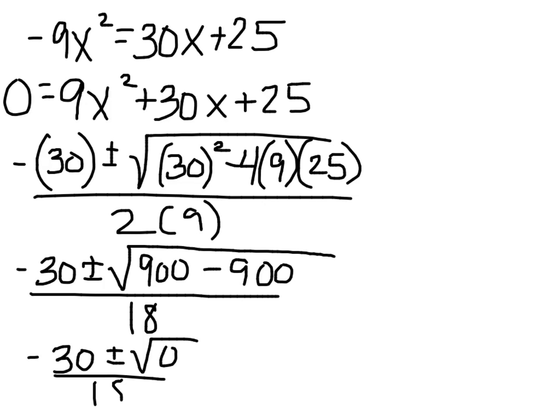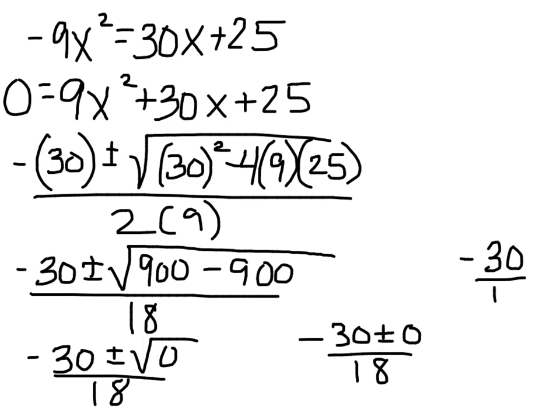Does anybody know what the square root of 0 is? 0. Right, 0. So negative 30 plus or minus 0 divided by 18. What's negative 30 plus or minus 0? Try that again. Negative 30 plus or minus a 0. Negative 30. What's negative 30 divided by 18? Can that reduce? By what? Somebody said 3, somebody said 2. You're both right. Could go by 6. So negative 5 over 3.